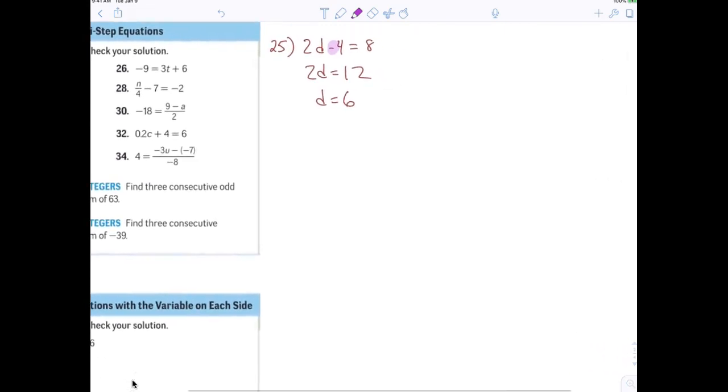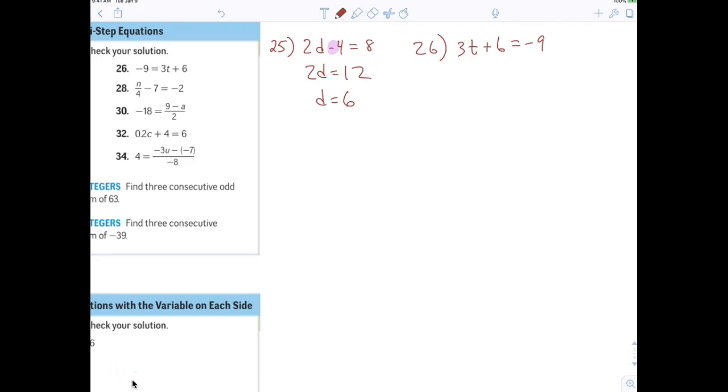All right, now look how I'm going to write 26. Everybody watch. 26. 3t plus 6 equals -9. I like to write it that way. I don't want it written backwards. Does everybody see that?